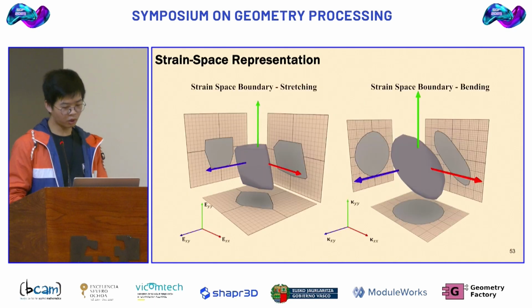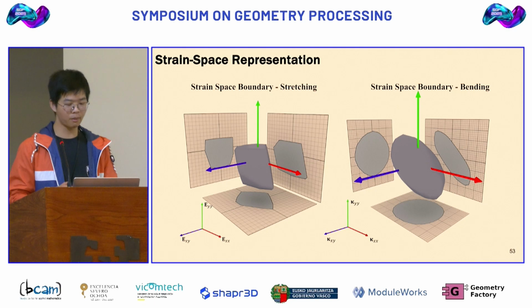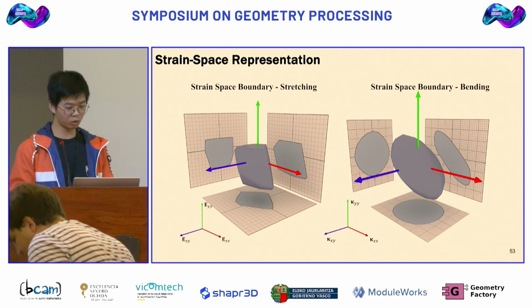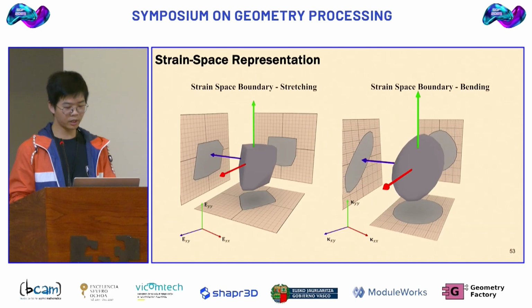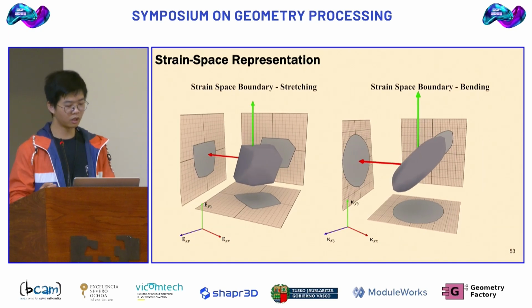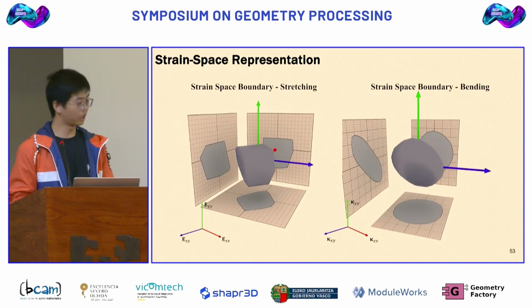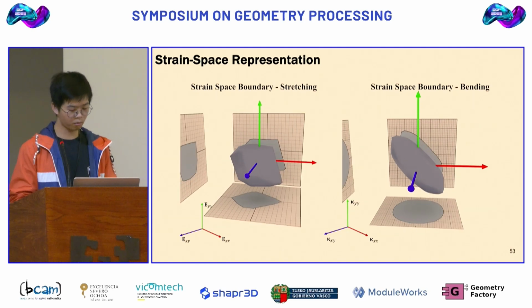Strain for in-plane and out-of-plane are symmetric 2x2 matrices, and they can be represented in a 3D strain space. The deformation boundary can be constructed as closed and watertight meshes for stretching and bending, as shown here. So based on these strain space boundaries, we define high-level directional deformation limits for characterizing these discrete interlocking materials.